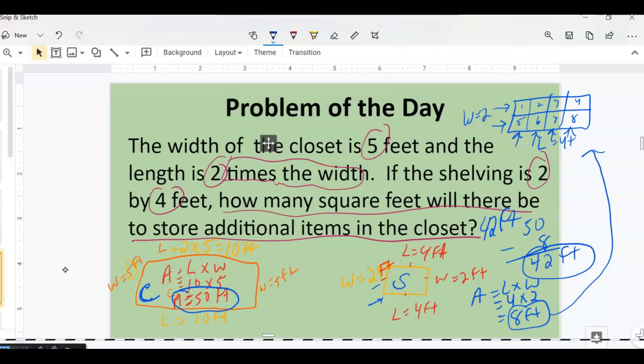Okay, and we could do the same thing with the closet down here. That would mean you would have to have 5 rows over here, and you would have to have 10 columns going down. And when you added them all up in the middle, you would still get your same answer of 50. It'll be 50 square feet inside. So it'll be 50 squares, okay?